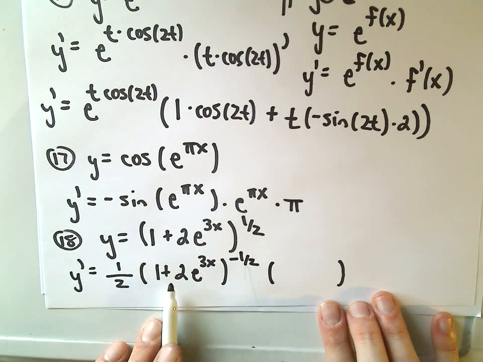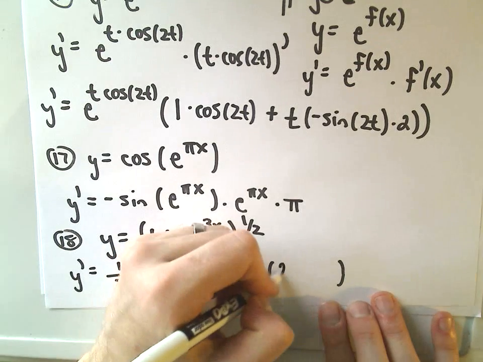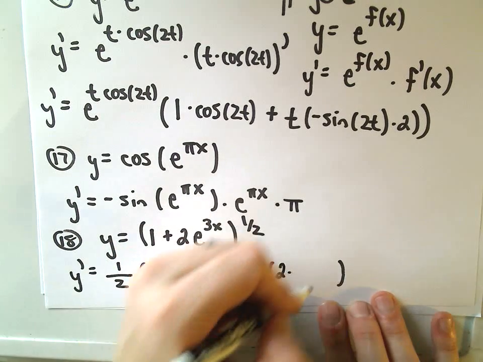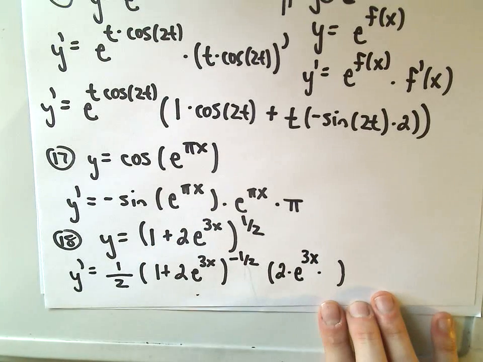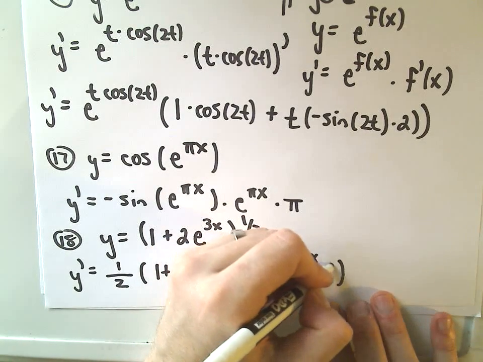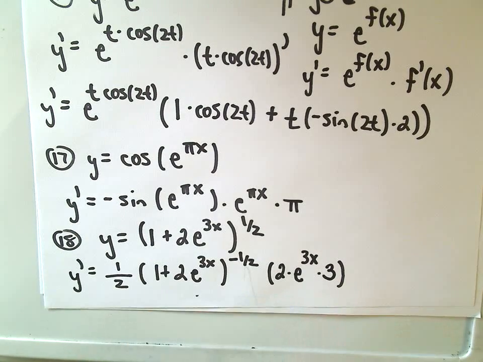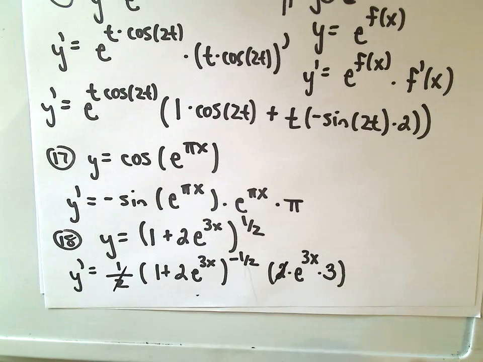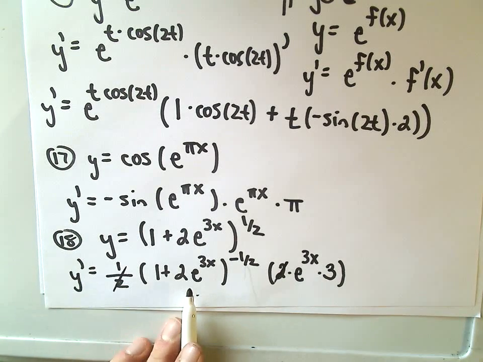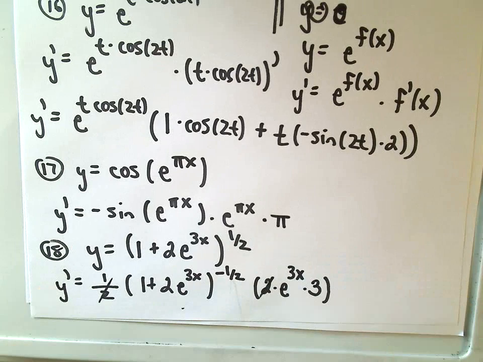The derivative of 1 is simply 0. 2 comes along. The derivative of e to the 3x will be e to the 3x. But then we have to multiply by the derivative of the exponent, which will just give us an extra 3. And again, you could clean this up a little bit. Certainly the 1/2 and the 2 would cancel out. You could stick this term in the denominator of the fraction if you wanted to.